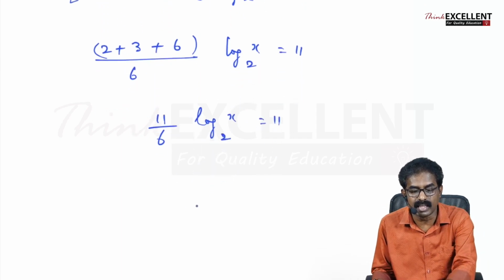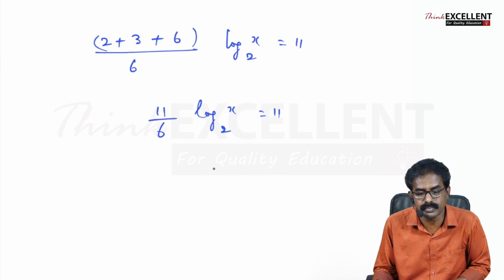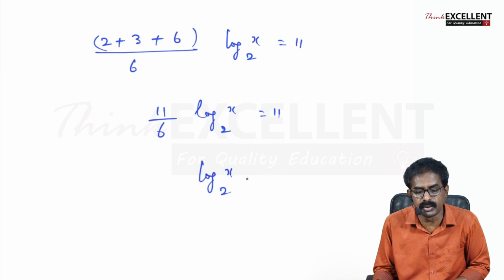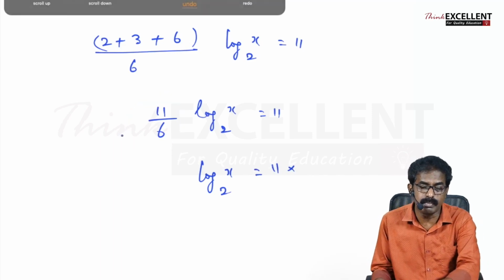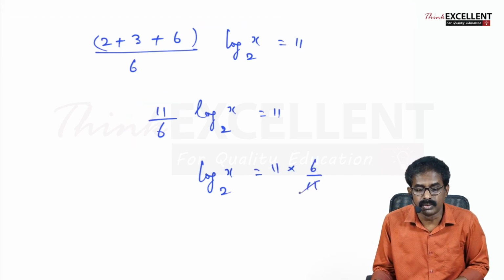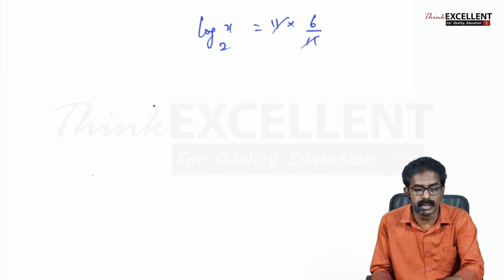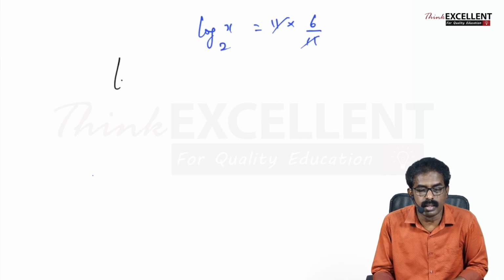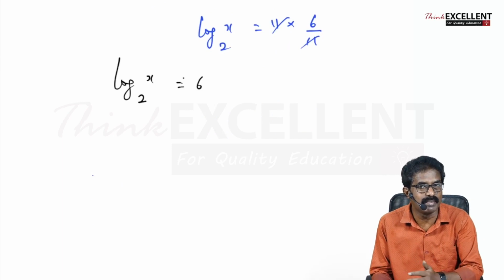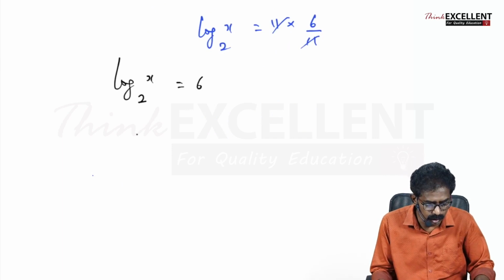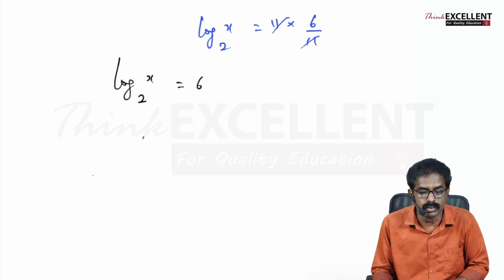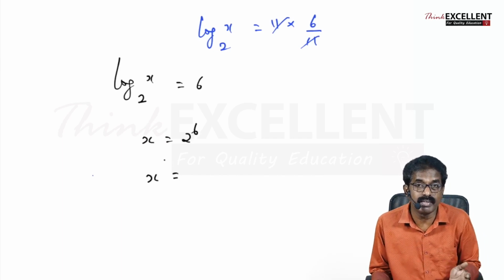On both sides you cancel 11, so log x to the base 2 is equal to 11 into 6 by 11, taking the 6 to the other side. So 11 and 11 you can cancel, and you are getting log x to the base 2 equal to 6. Logarithmic form converted into exponential form, you are getting x is equal to 2 raised to 6.